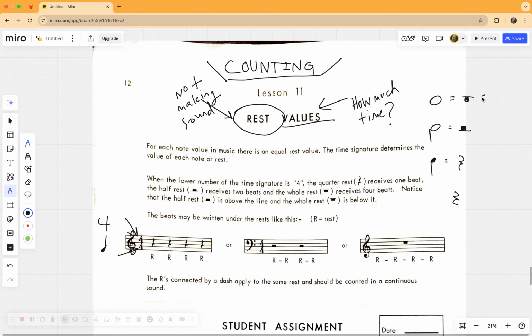Okay, so a whole rest or a whole note equals 4 beats when the lower number is 4. A half rest or a half note equals 2 beats when the lower number is 4, and a quarter note or quarter rest equals 1 beat. So there it is. Same as the whole note, same as the half note, same as the quarter note. The rests receive the same amount of time in the music. Notice that the half rest is above the line, and the whole rest is below the line. Just a visual to help you connect with what they are.